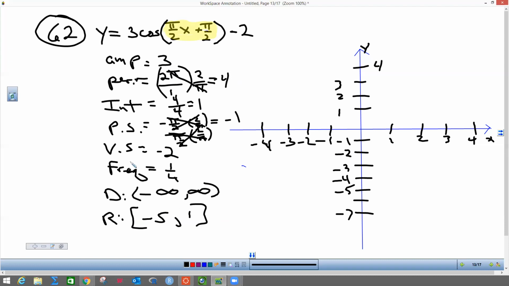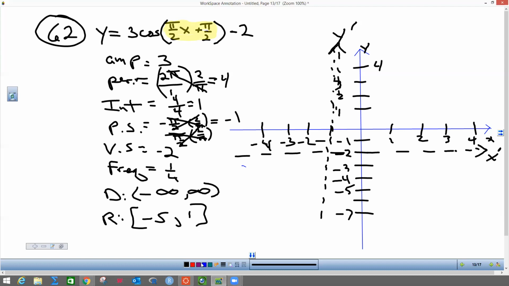First thing I'm going to do is put in my shifts. So I have a vertical shift down 2. So I come down here to -2, and I put a line going through here like this. That's my fake X. That's what I'm going to use. This has a phase shift of -1, so I got to move my Y over here to -1. So that's Y prime. Anybody got a question so far? The hard part is now done.